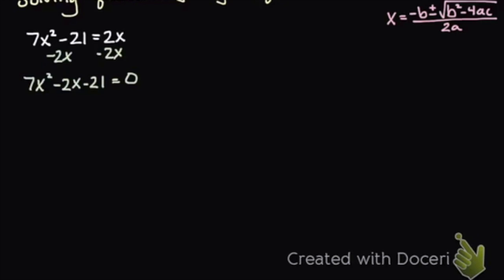Once all the terms are on the same side, we can establish what our a, b, and c values needed for the formula. And those are going to be the coefficients to our variables. So our a value will be equal to 7. Our b value is equal to -2. And our c value will be equal to -21.